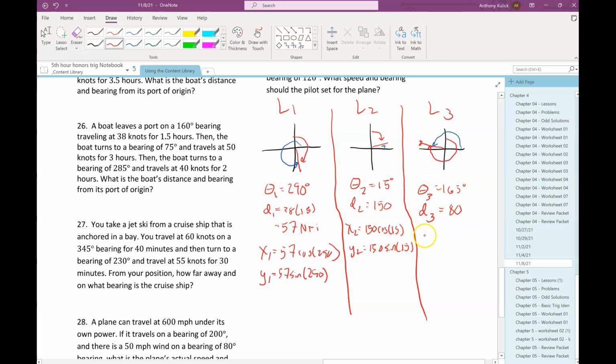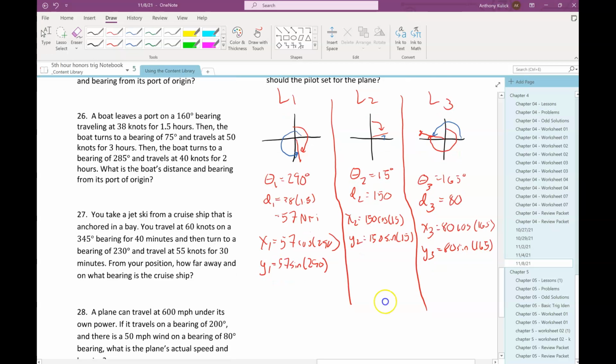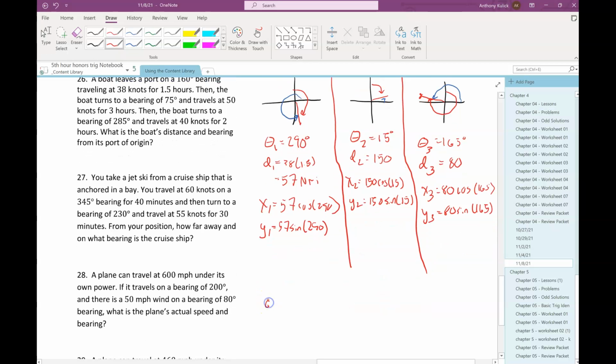Thanks. And then x3 is going to be 80 cosine 165. Y3 is going to be 80 sine 165. And then our final position is just going to be the sum of these x's and then the sum of the y's. So far, so good, Mac?